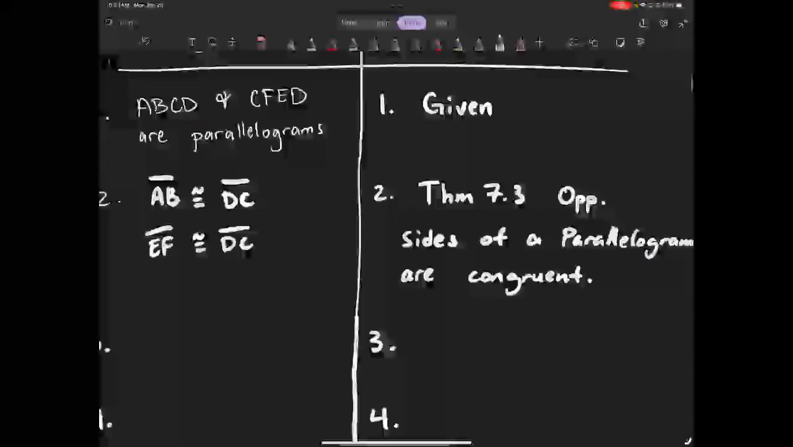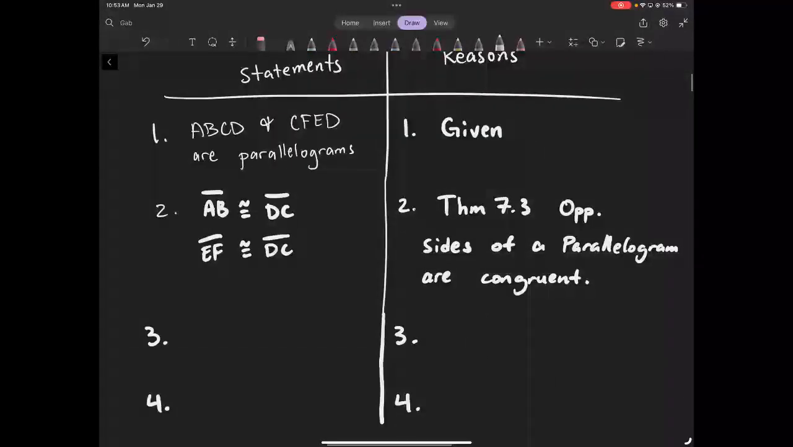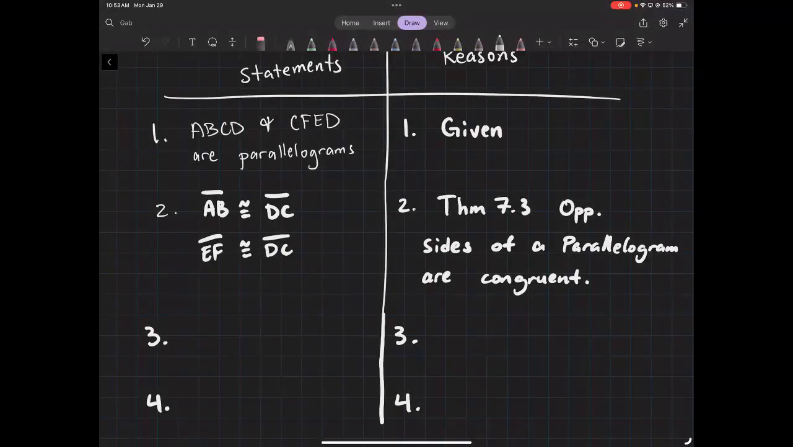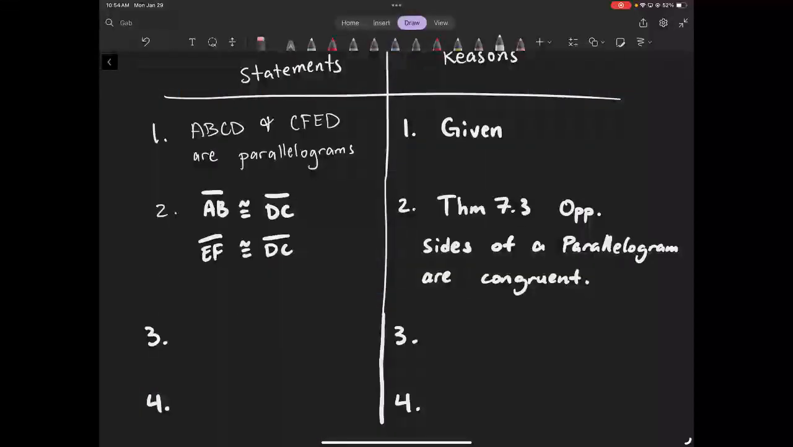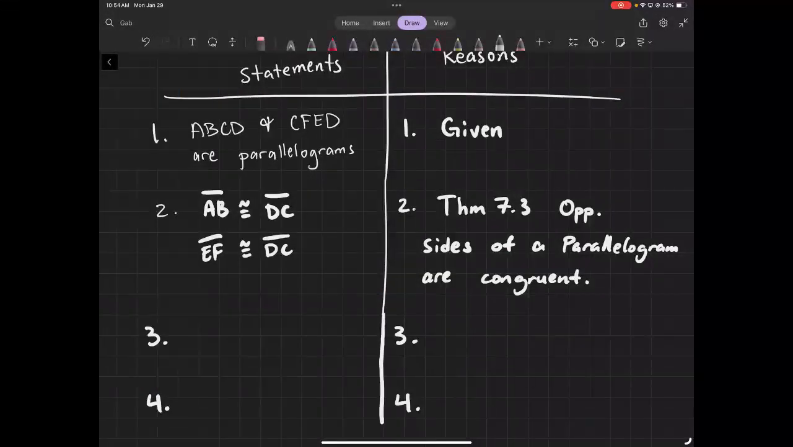Okay, the theorem number doesn't matter too much. If you don't put the theorem number and you just say opposite sides of a parallelogram are congruent, I'll take that too. Okay, because it just depends on the book that you're looking at. The theorem numbers are all different. The name is the most important part. Okay, so I want the name.